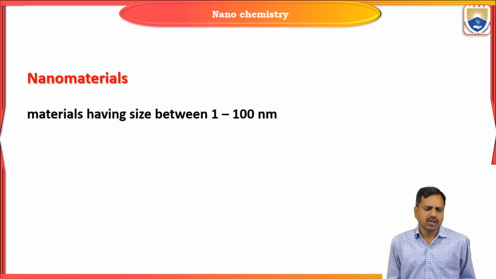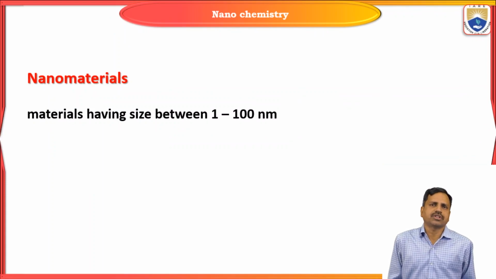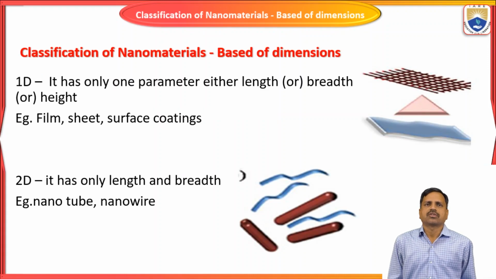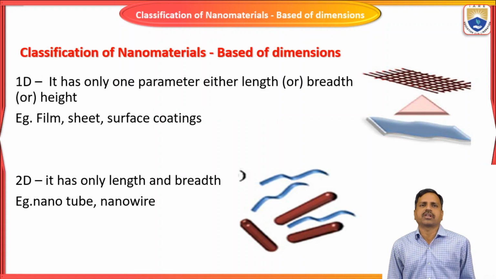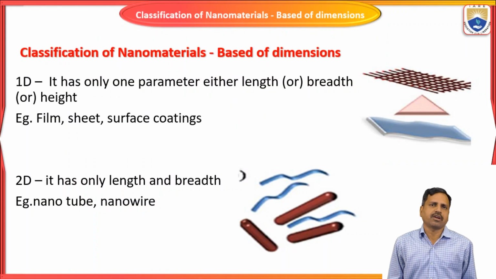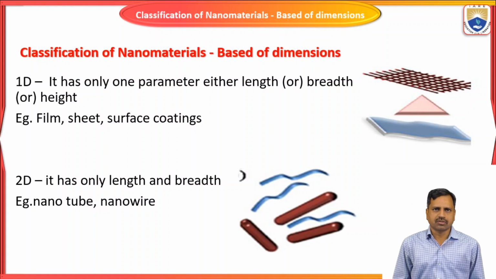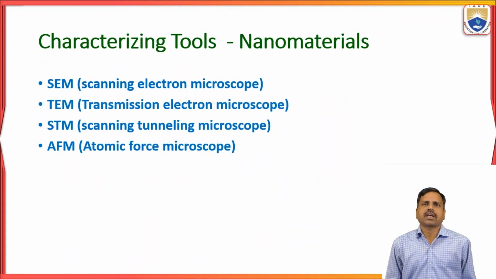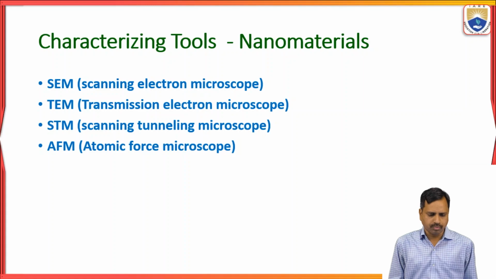We also know that nanomaterials are materials having a size of 1 to 100 nanometers. In the last class, we discussed one-dimensional, two-dimensional, and three-dimensional nanomaterials. One-dimensional can be measured in only length, breadth, or height. Two-dimensional is length and breadth, and three-dimensional is length, breadth, and height. Three can be measured. And we have also seen the characterization: scanning electron microscope, transmission electron microscope, scanning tunneling microscope, and atomic force microscope. These are the main characterization techniques.